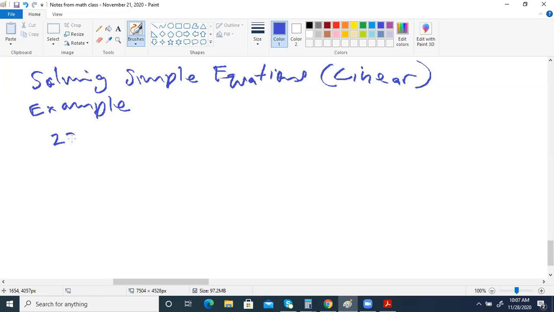Example: 2x plus 1 is equal to 9. What we're trying to do is solve for x. All right, any ideas? Anybody has done this before? Any ideas what to do? The answer is 4. Lovely, lovely, lovely. Now, can you tell me the process that you went through to get to 4?